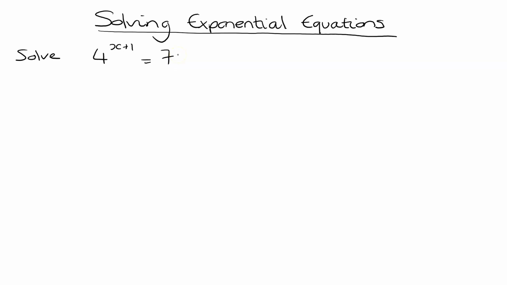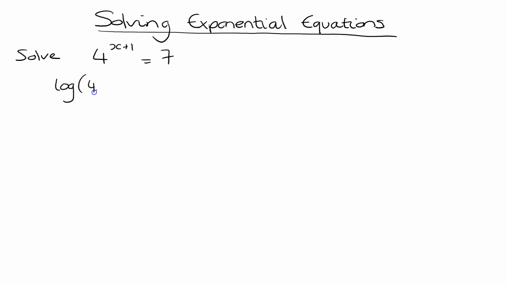So the x is in the power, that's what makes this exponential, and we need to bring it out of the power. So you could use one of your log rules and do log to base 4, and that would cancel out the 4. But like I say, you generally want to use log base 10 or ln. I'm going to use log base 10 for this one. So I'm going to log both sides.